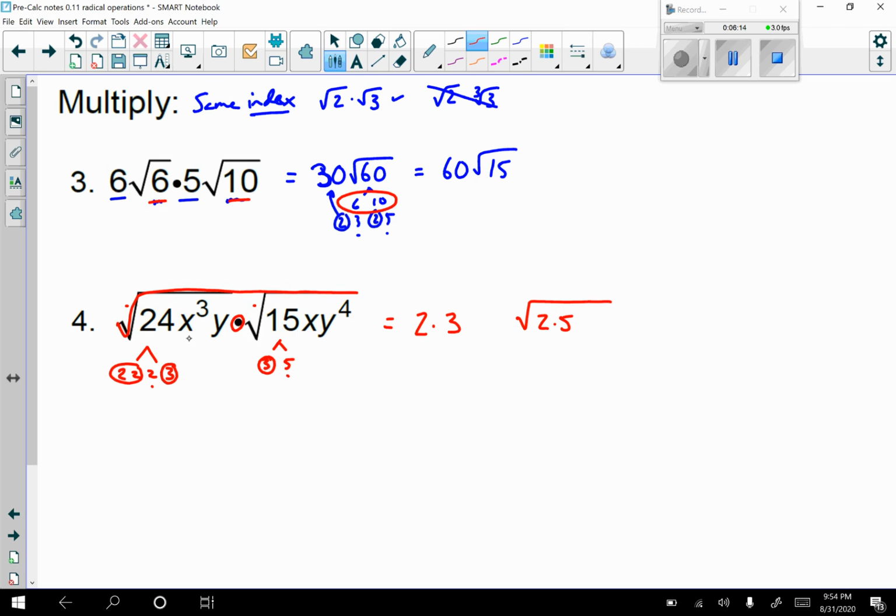Same thing with the x's. These are easier just to multiply. We just have to count them up. We have x to the fourth when we put those together. Square root of x to the fourth, remember we just divide by 2 for a square root. And that'd be an x squared, none left over. And we have y, let's see, y and y to the fourth, that's y to the fifth. So that's y squared, and there's one y left over. 5 divided by 2 is 2, remainder 1. So here we have 6x squared y squared, square root of 10y.